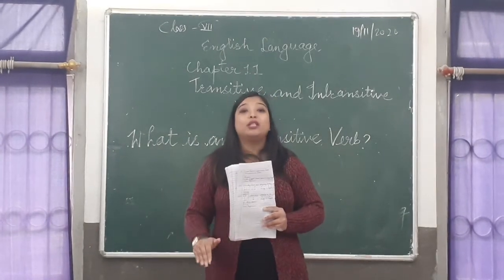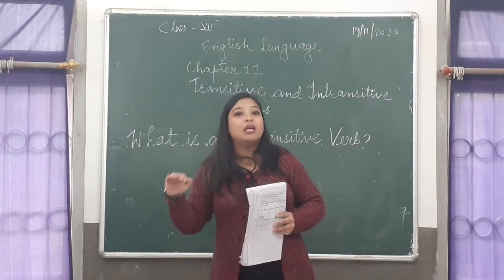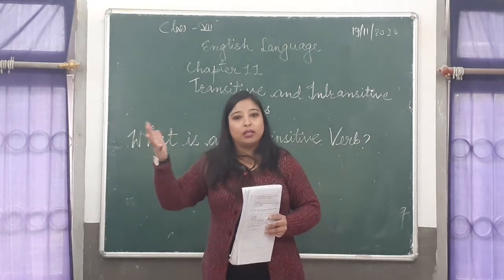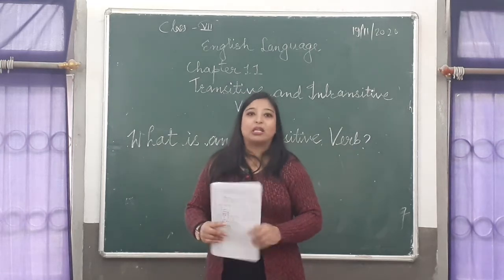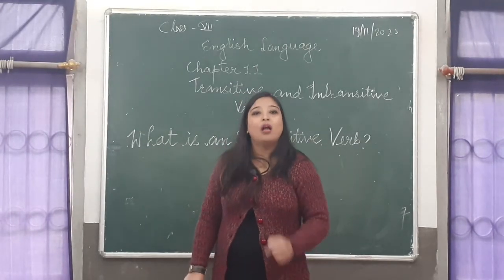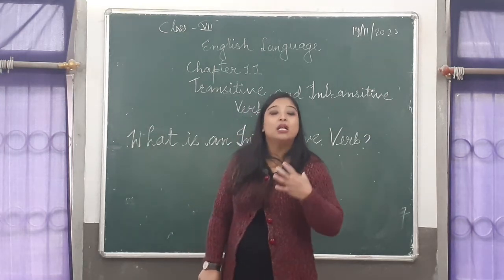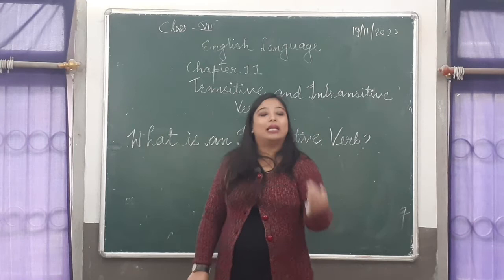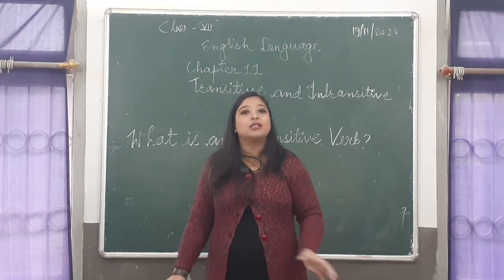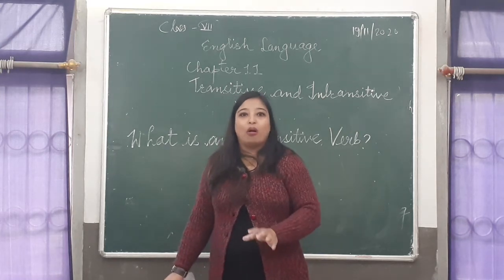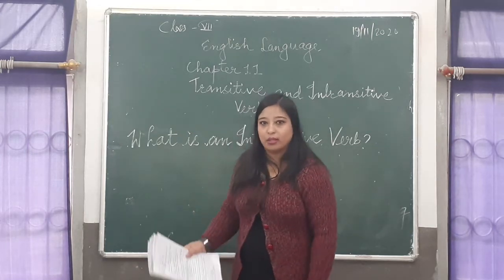So in order to understand the complete meaning of the sentence with an intransitive verb, it does not require a direct object. It does not require an object. That is known as an intransitive verb. In the first one, you require an object to understand the complete meaning of that sentence, and in the second one, the action doesn't require a direct object to understand the meaning of that sentence. That is known as an intransitive verb.